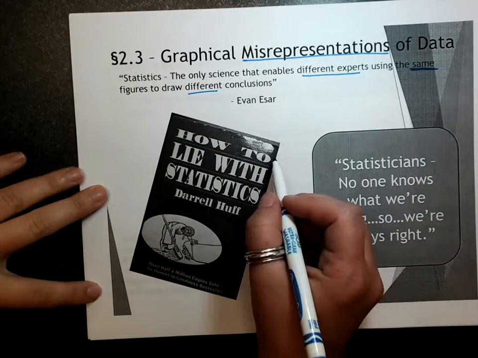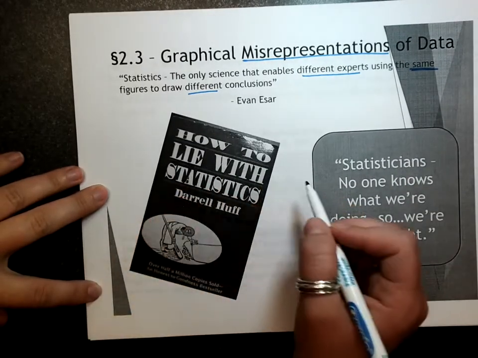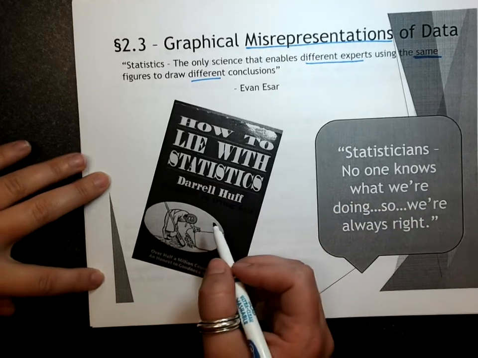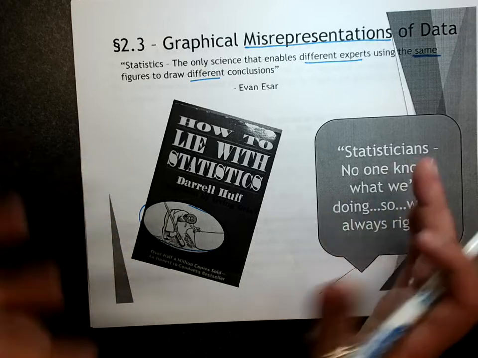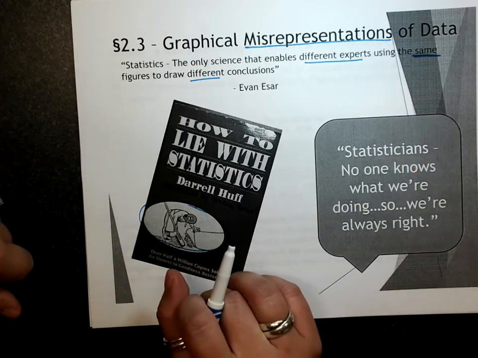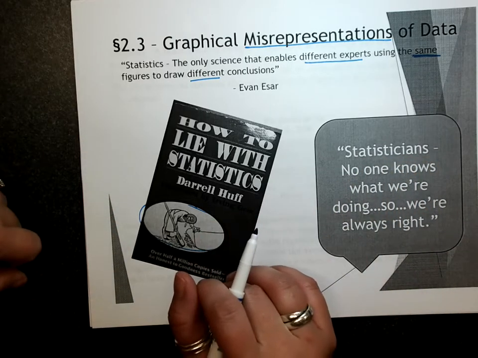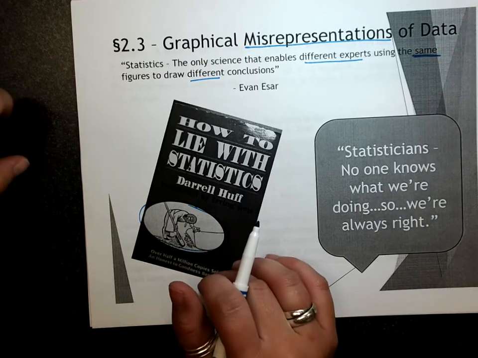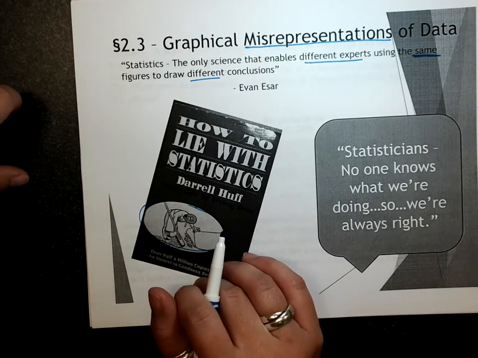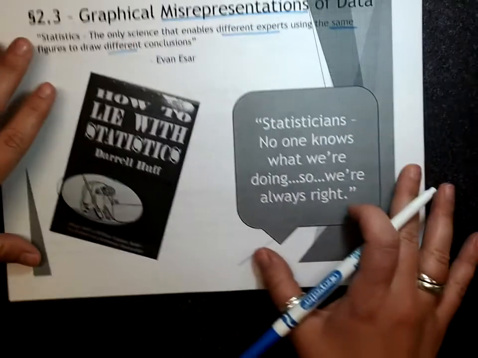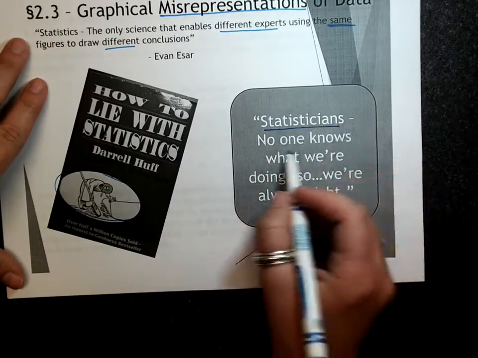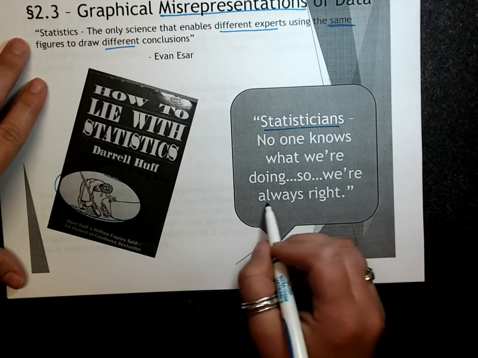One book I have is called How to Lie with Statistics. And I don't know if you can see the image. It's a little guy sweeping numbers under the carpet. So it's really how to manipulate the numbers to make them say what you want them to say. And we see this all the time in commercials. We see this in political campaigns, all kinds of different ways to manipulate the numbers to make them work in your favor. Another quote that I like is, statisticians, no one knows what we're doing, so we're always right.